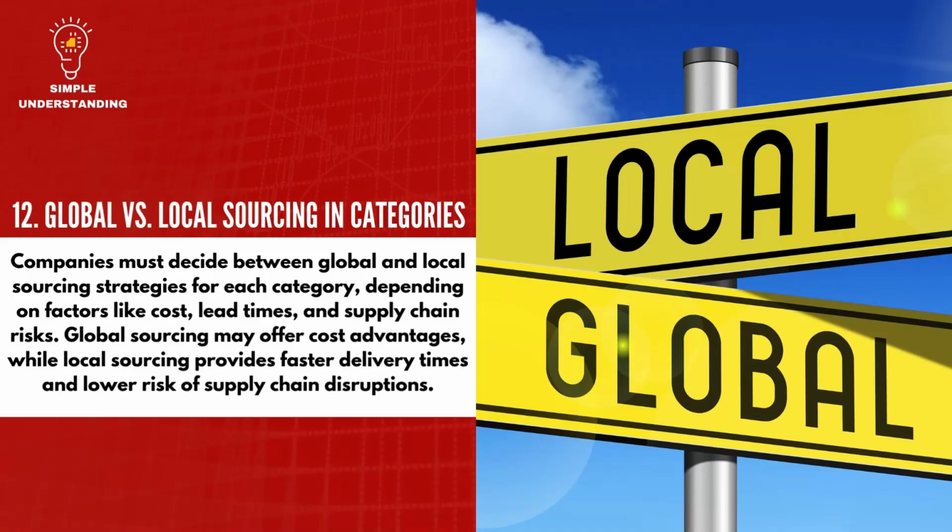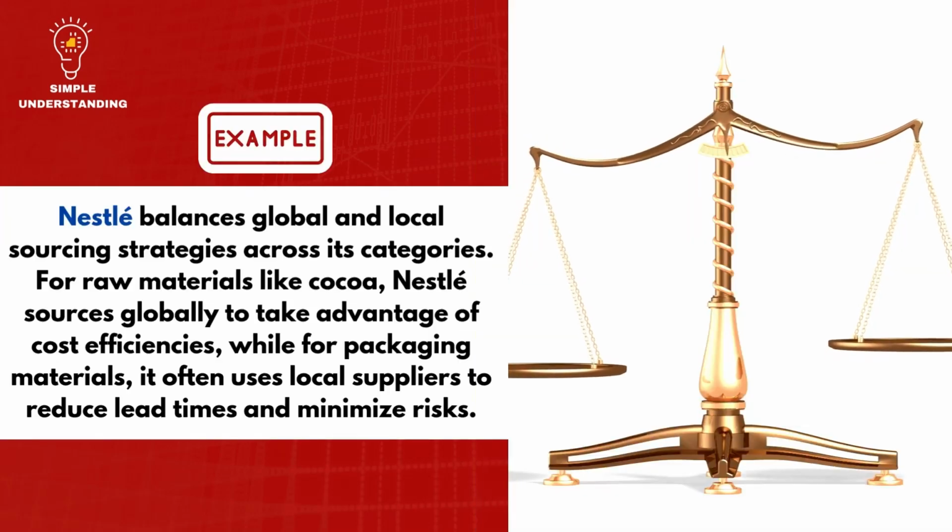12. Global versus local sourcing in categories. Explanation. Companies must decide between global and local sourcing strategies for each category, depending on factors like cost, lead times, and supply chain risks. Global sourcing may offer cost advantages, while local sourcing provides faster delivery times and lower risk of supply chain disruptions. Real company example.